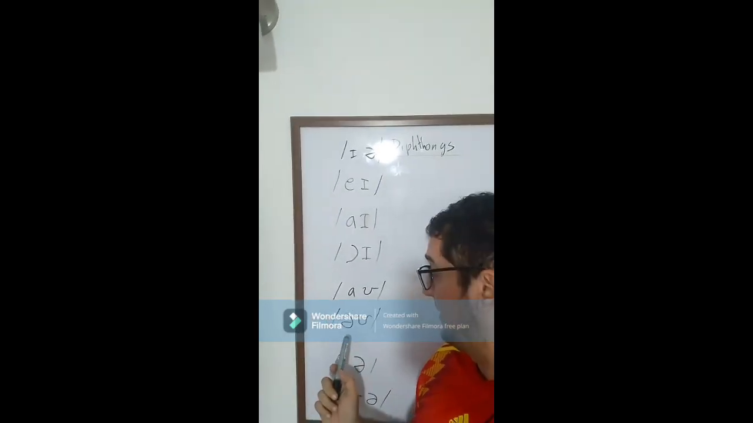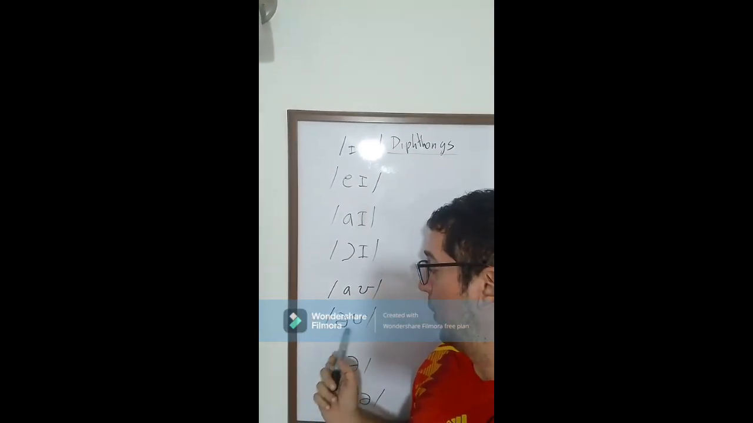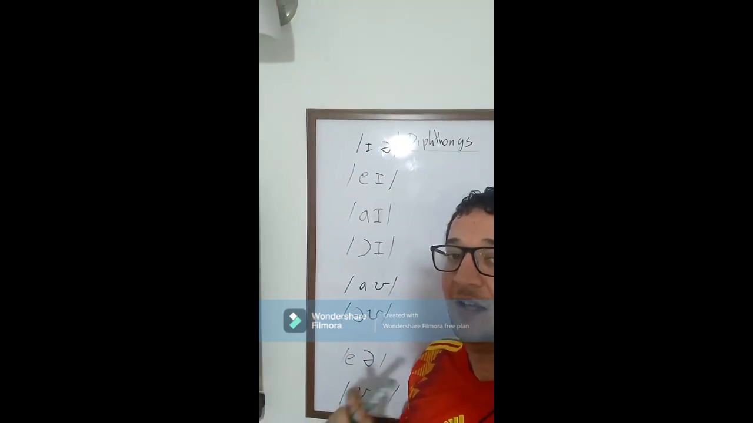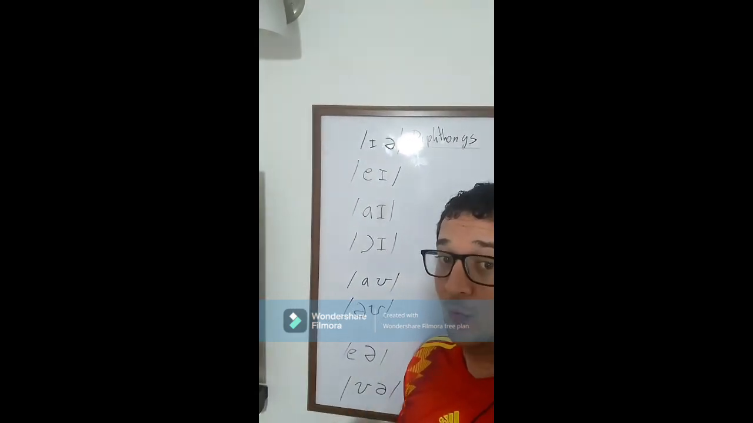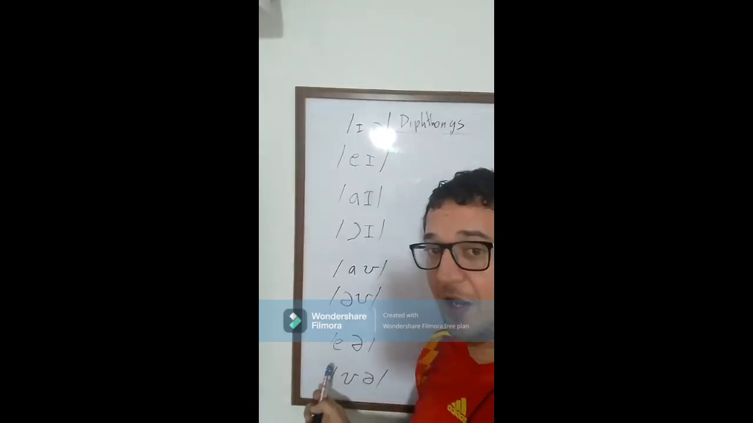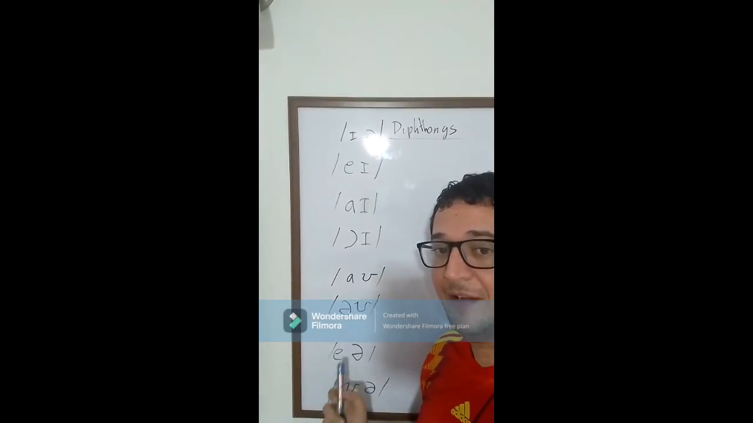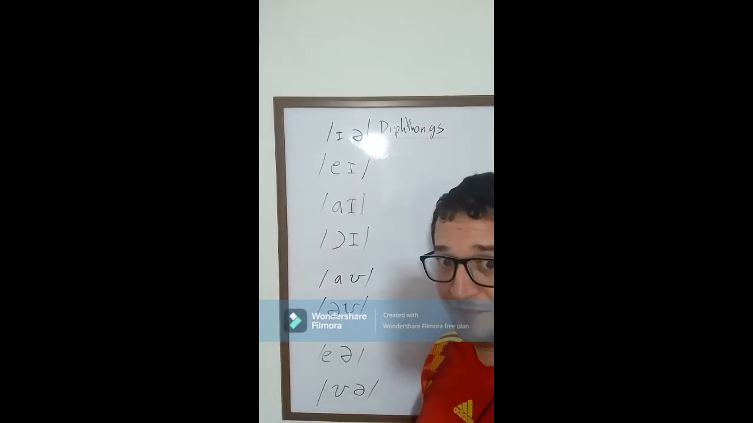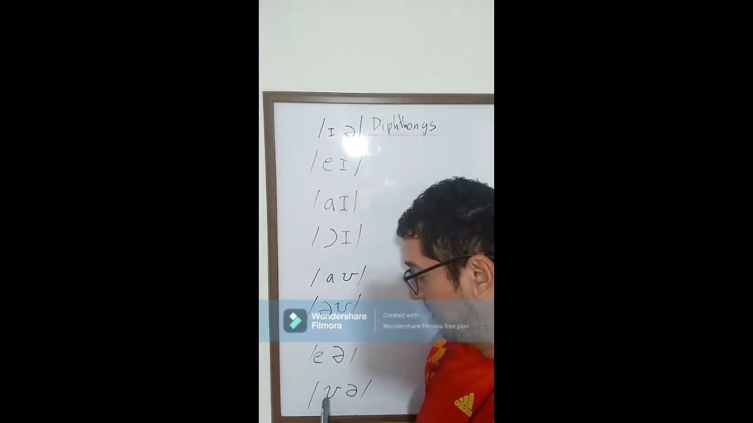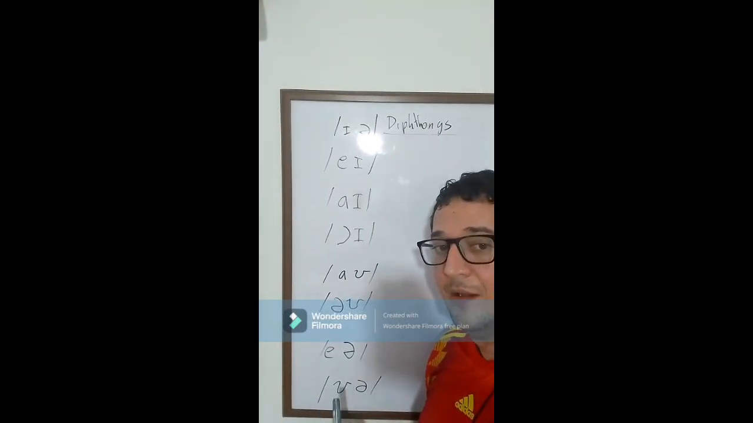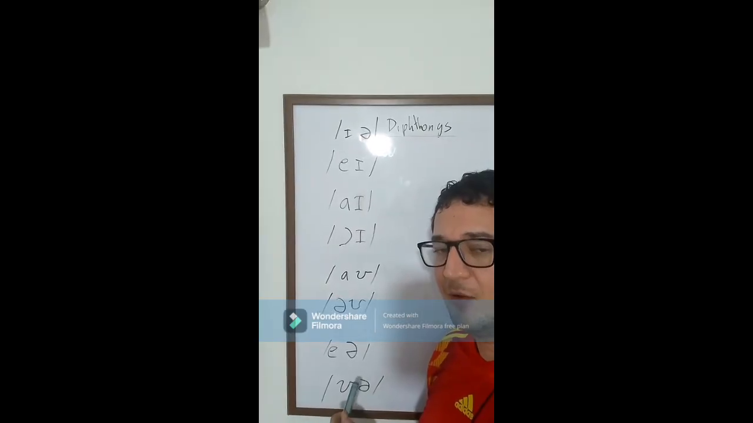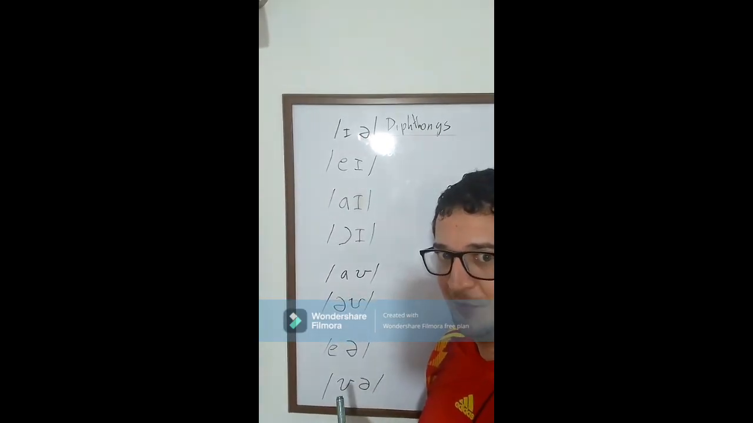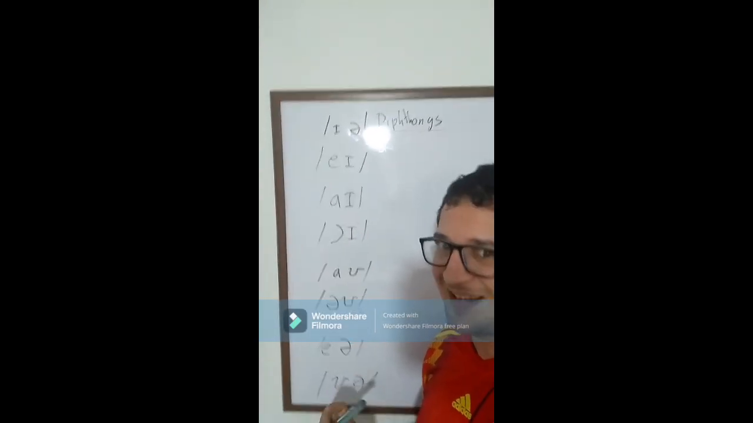Then we have o, like in go, slow. Then we have air, like in there, airport. And finally we have wa. That is not so common right now. For example, you say poor or pure. It is a kind of sound like that.